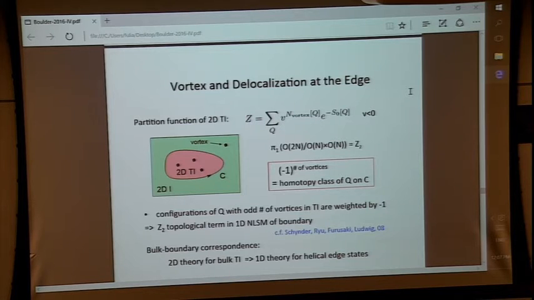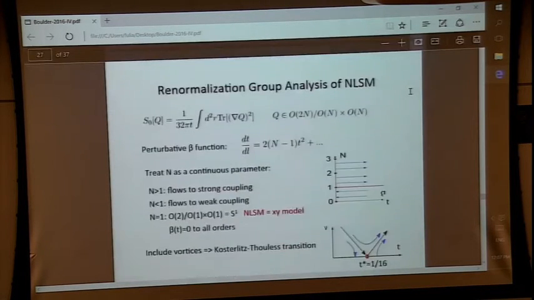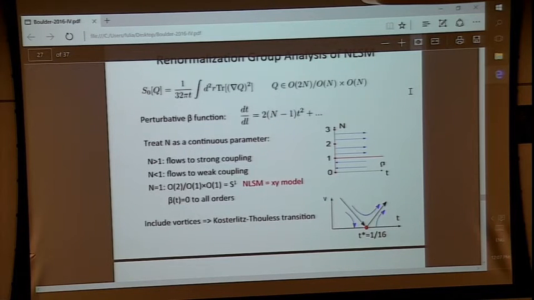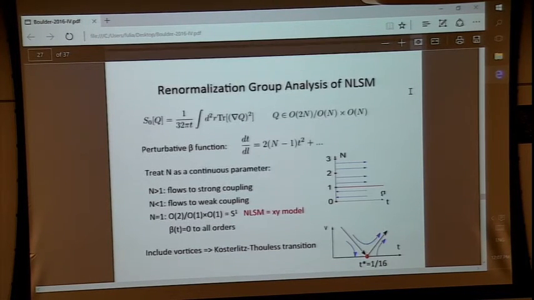equivalent. So the previous theory only focused on the edge, so it's not capable of describing the bulk. But the bulk theory, when the vortex fugacity is put in, describes both the bulk and the boundary. Okay. So now the question is, with the vortex fugacity, what about the RG phase diagram?